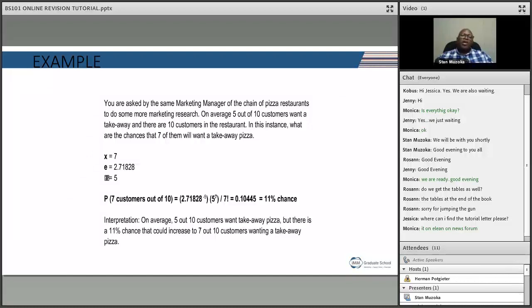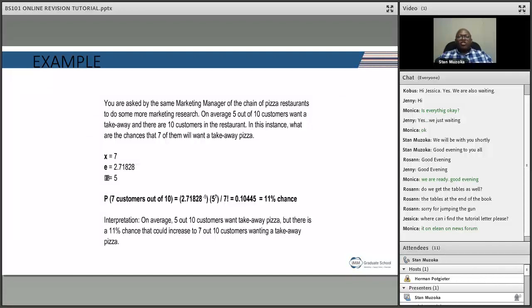X is 7, e is that constant 2.718, which is there on your calculator, and this practice is going to get you there. If you use the same calculator, you are going to practice enough to be able to ensure that you know how to use that. And yes, our lambda is the average, which is 5.